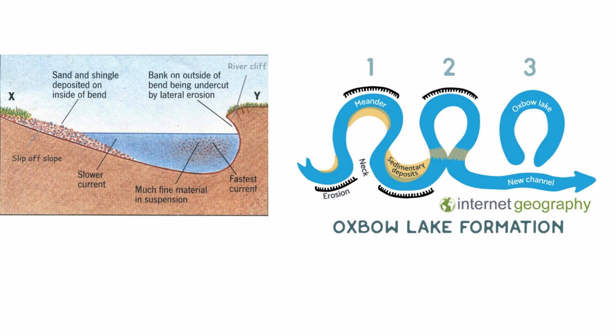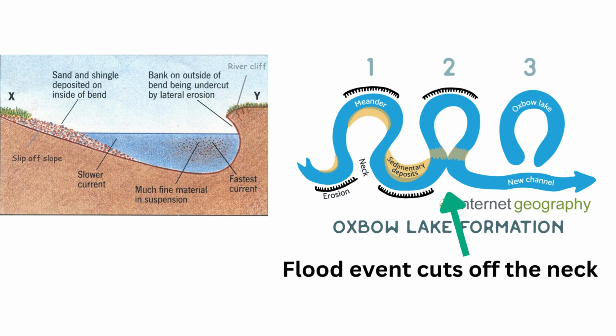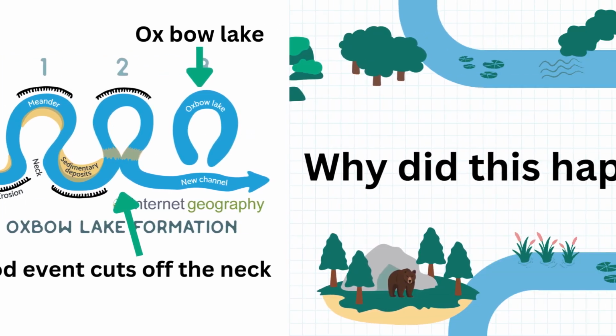And if those meanders keep bending and the outside bends keep getting bendier and bendier, that's when the river will have a narrow neck, that during a time of flood the neck will be cut off, and we will eventually see the formation of an oxbow lake.